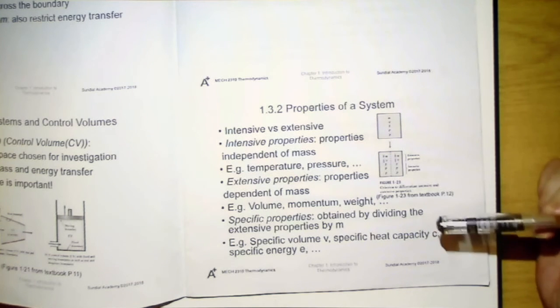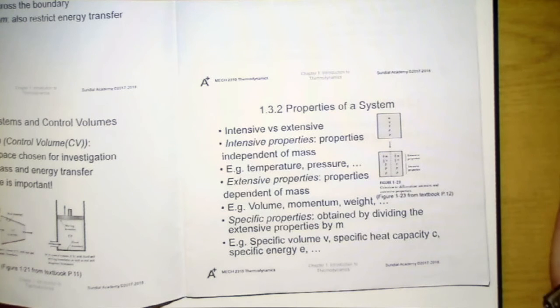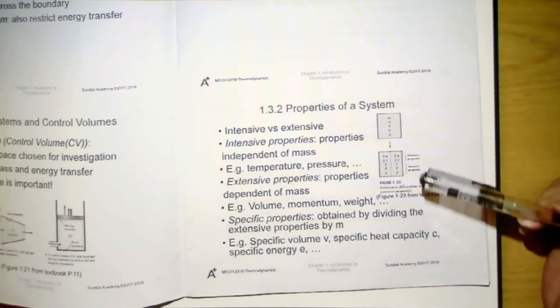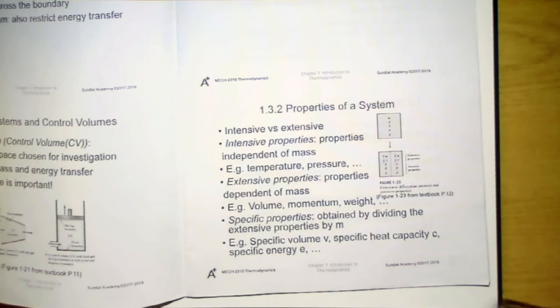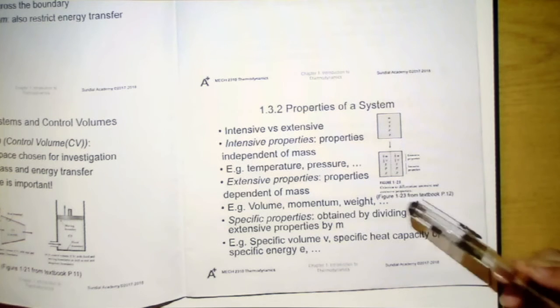Then these properties, we call extensive properties because they are dependent on the size of the system. However, you can see that T, P, and ρ would remain unchanged. They would be the intensive properties, okay?